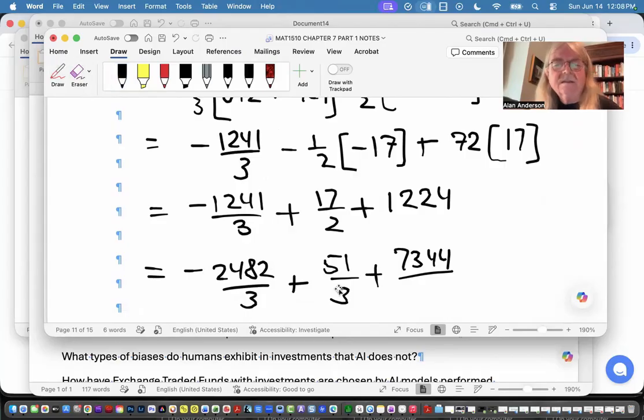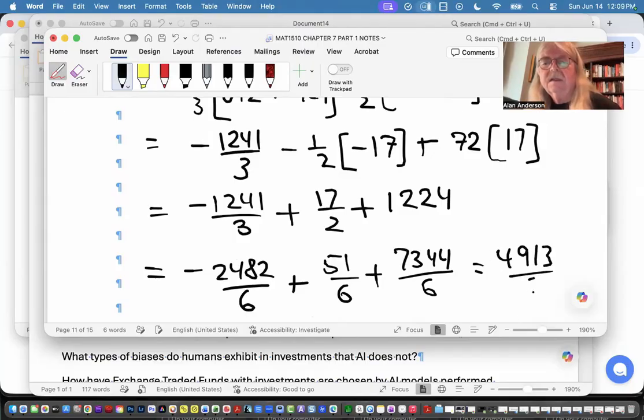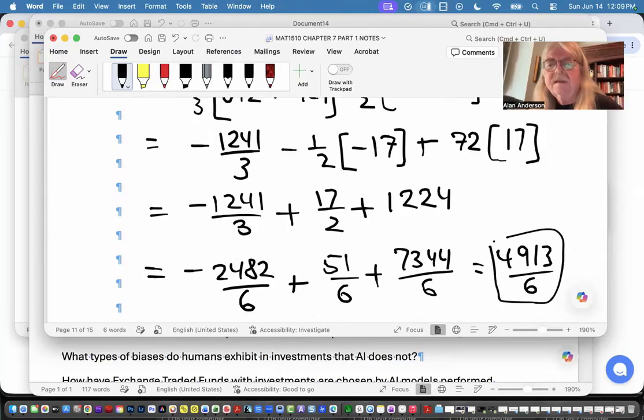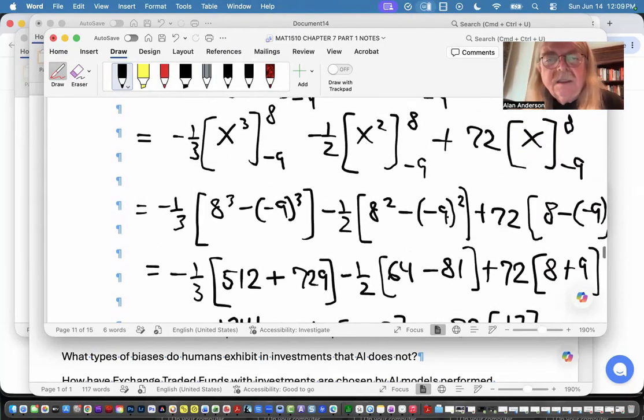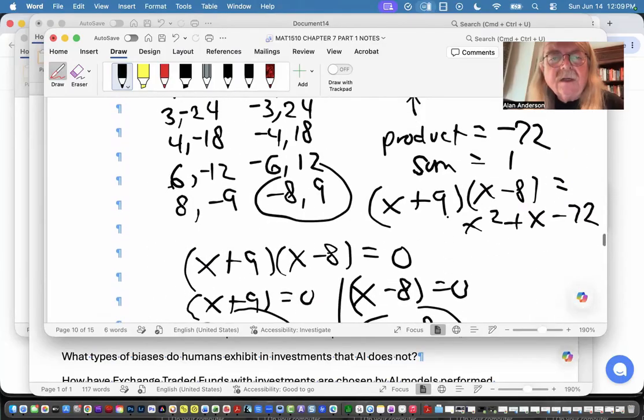Oh, sorry, this one is 6. I just realized I didn't write the sixth in here. All right, so let's see what we end up with. 7344 plus 51 minus 2482, 4913 over 6. I don't think that we can reduce that any further. Let me just confirm that. No. Okay, so that's it. So that's the area between here.